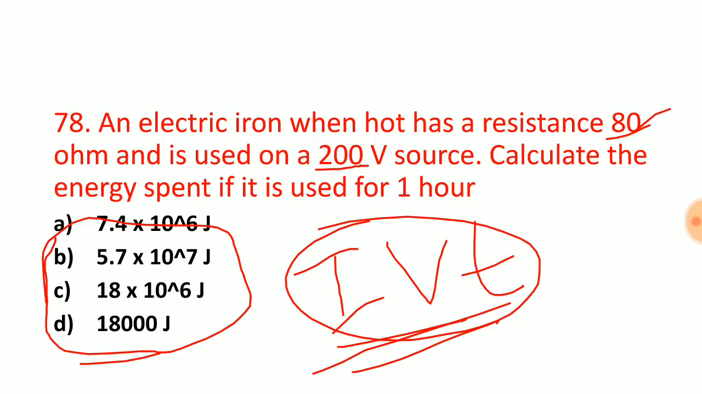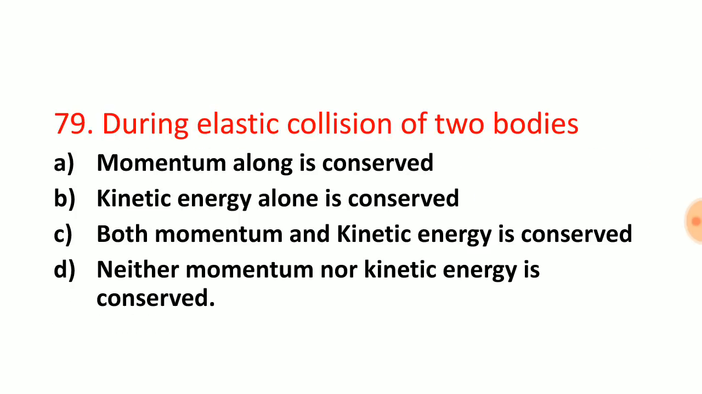Now let us see question number 79. During elastic collision of two bodies, both kinetic energy and momentum should be conserved. Option choice C is the right answer.